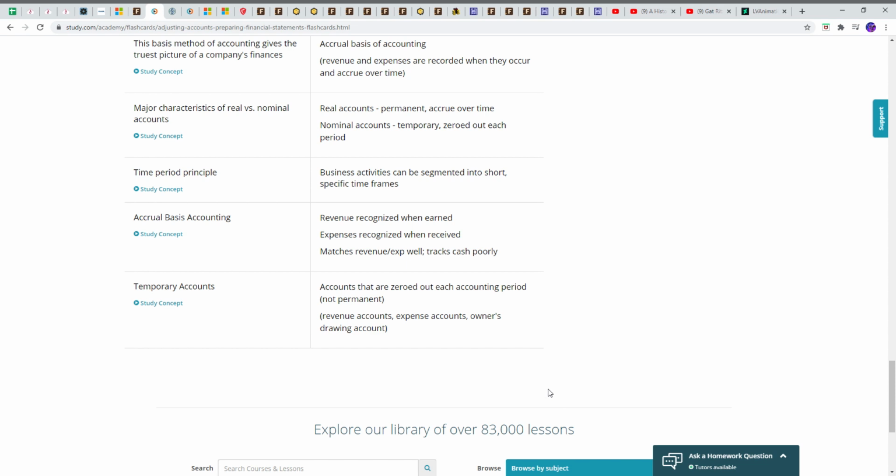Accrual basis accounting: revenue is recognized when earned, expenses are recognized when incurred, and it matches revenue and expenses well but tracks cash poorly. And temporary accounts: accounts that are zeroed out each accounting period. They are not permanent. They include revenue accounts, expense accounts, and the owner's drawing account.